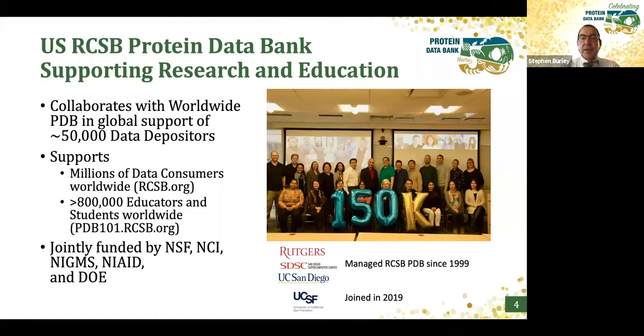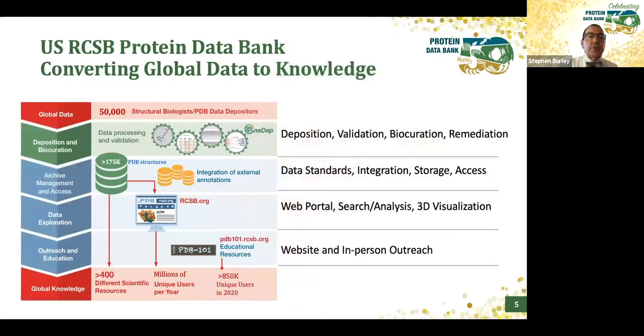The picture that was taken here celebrated the release of structure number 150,000 by a team that operates at Rutgers University in Piscataway next to New Brunswick here in New Jersey, out of the San Diego Supercomputer Center at UCSD, and out of an institute at the University of California, San Francisco. We turn global data into global knowledge.